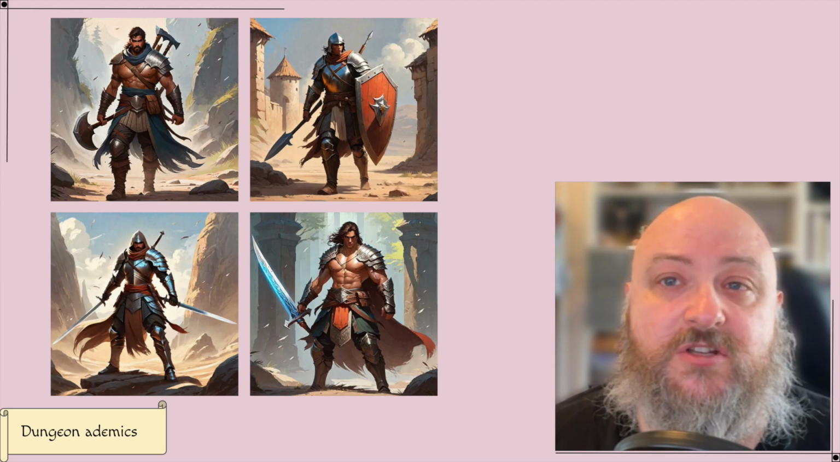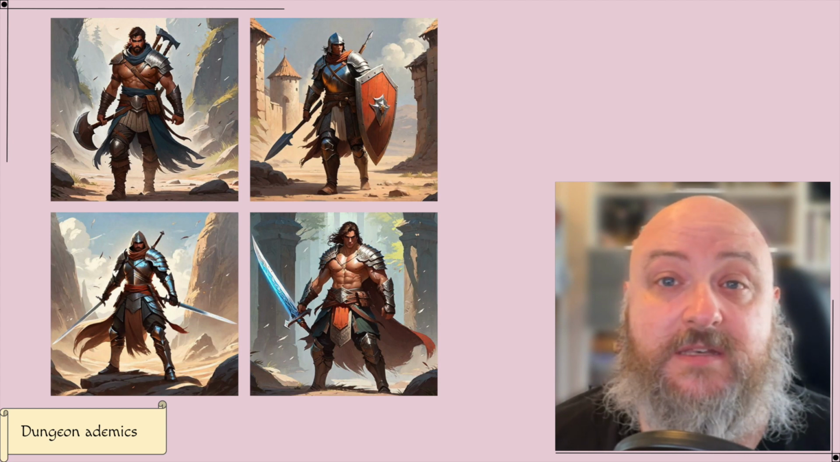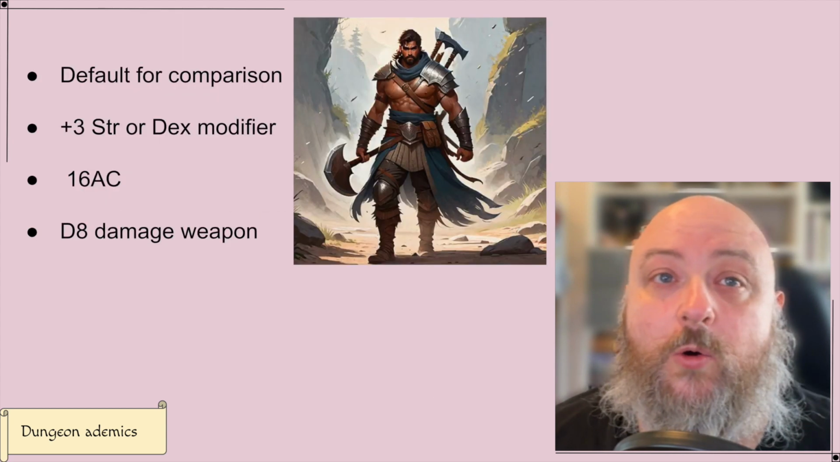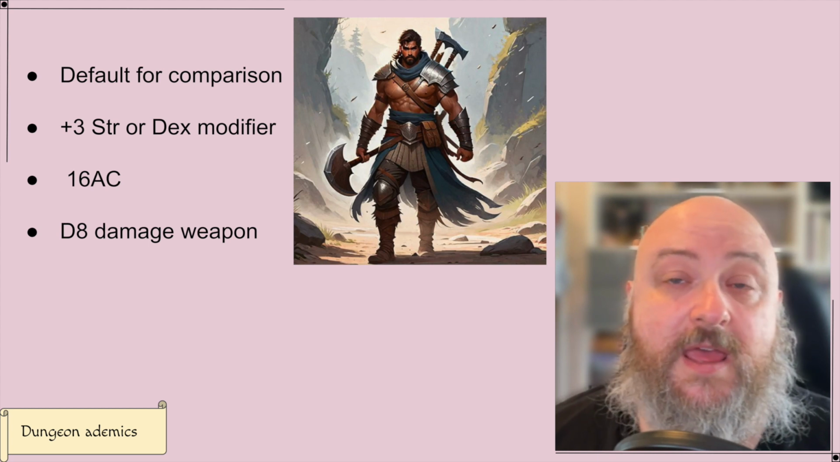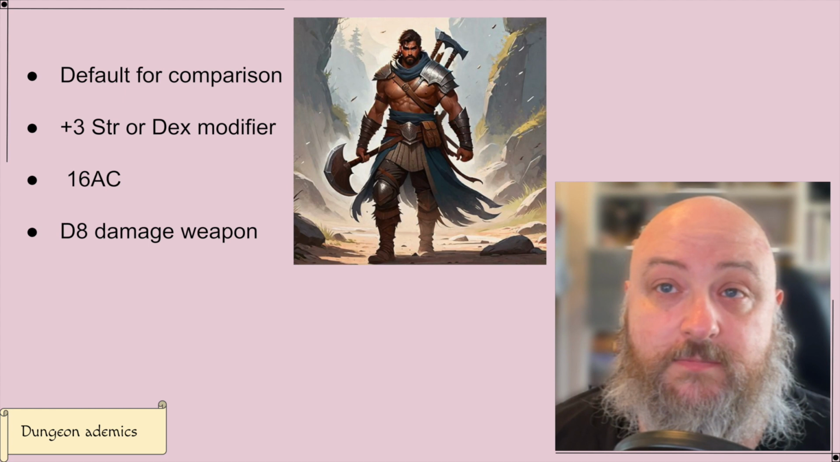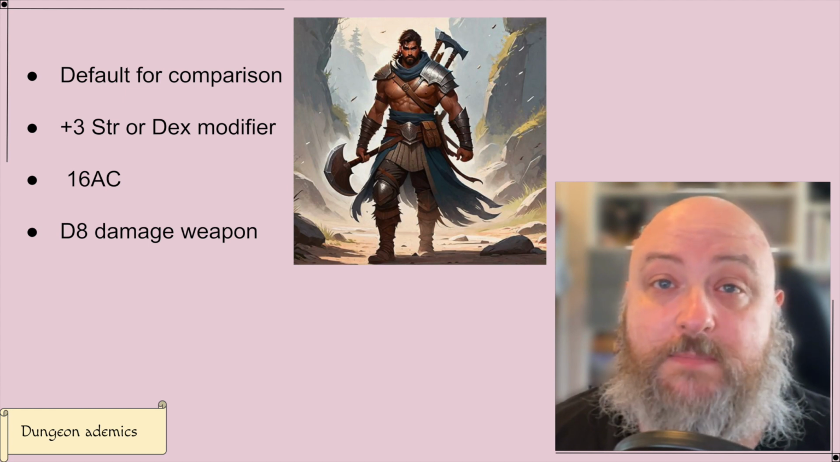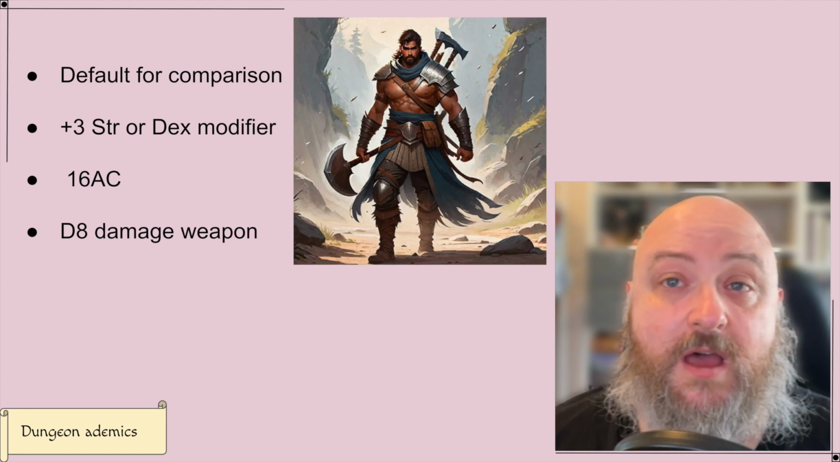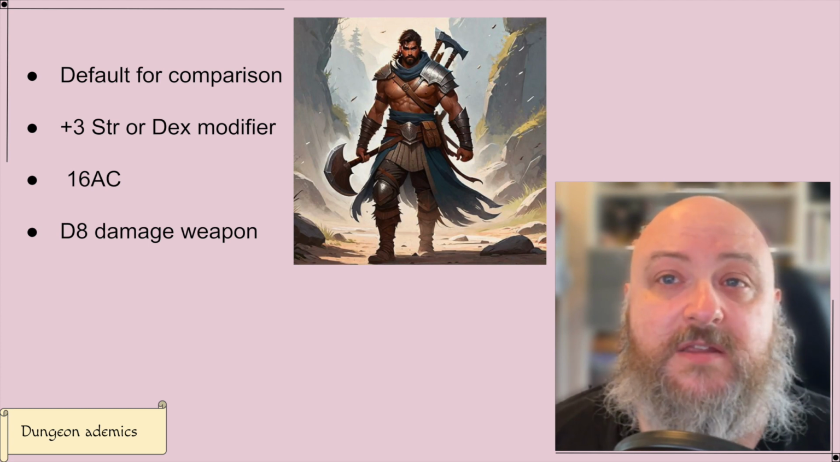These illustrations are for reference purposes only. They are not here to accurately represent the equipment being used. All our fighters will have 16 in their primary fighting statistic, be it strength or dexterity. We will also assume a base armor class of 16, be it from light, medium or heavy armor. We will also assume that the basic melee weapon used has a D8 for its damage dice. The basic fighter will allow us to compare the martial archetypes we are using.